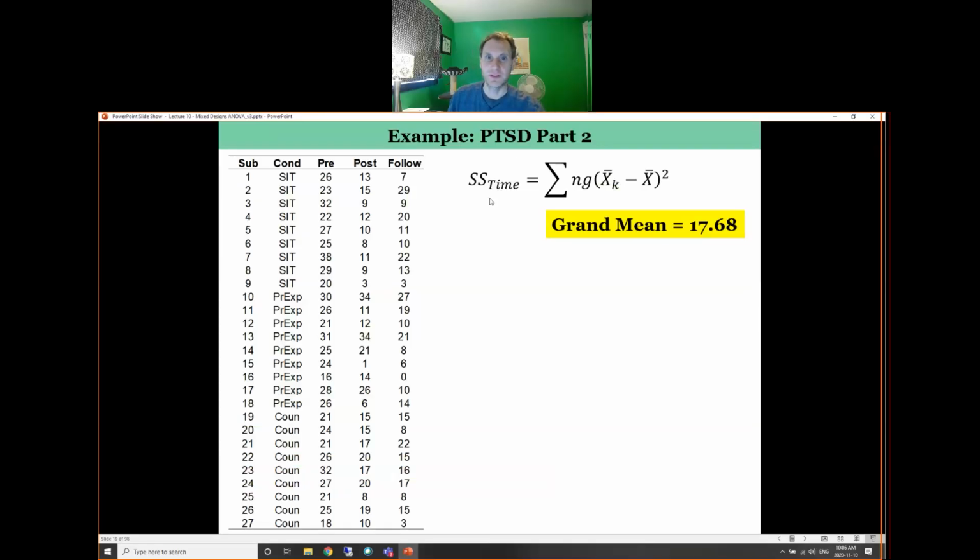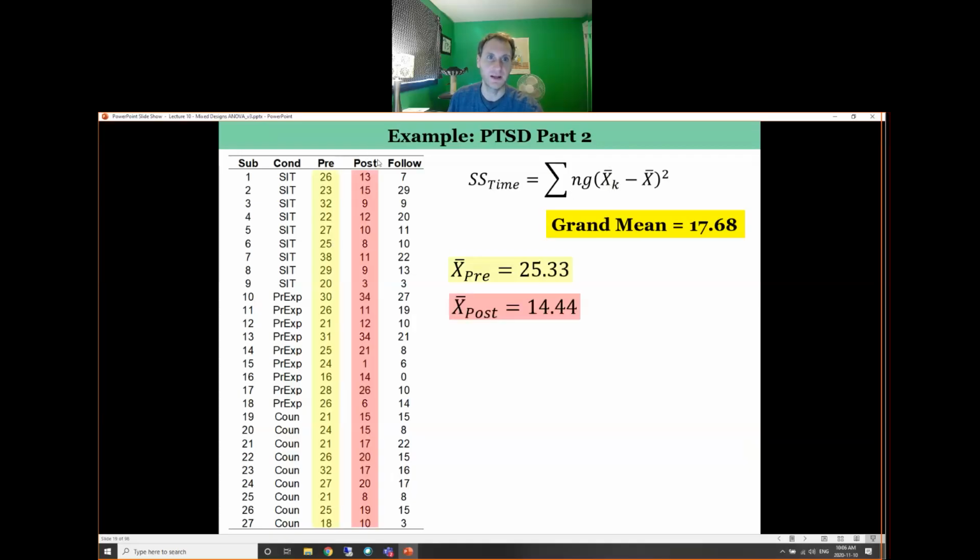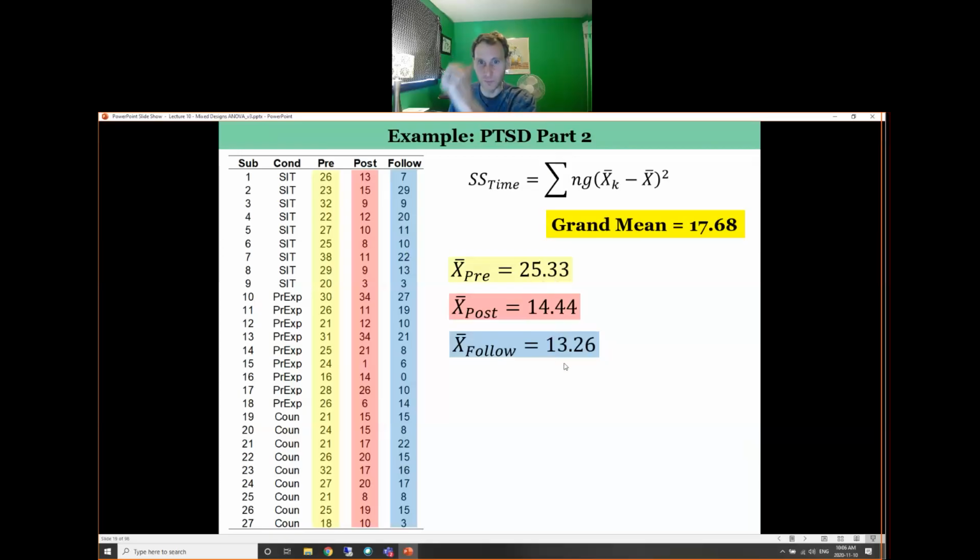Next, we can compute the sums of squares for the repeated measures factor. So sums of squares time in this case, where we need the mean at each observation period. So the pre, post, and follow-up means. So x bar k, the mean at each repeated factor. So in this case, that's 25.33, 14.44, and 13.26.